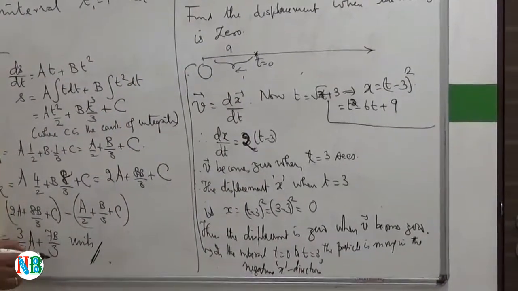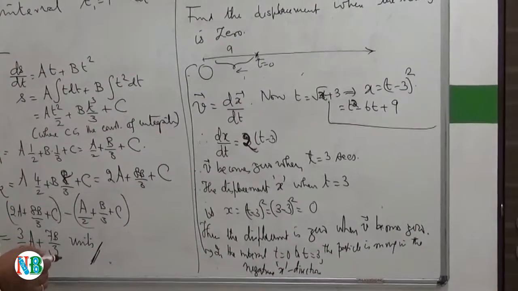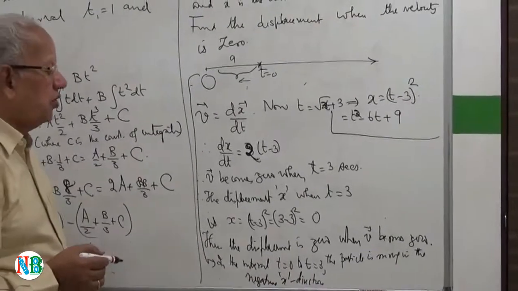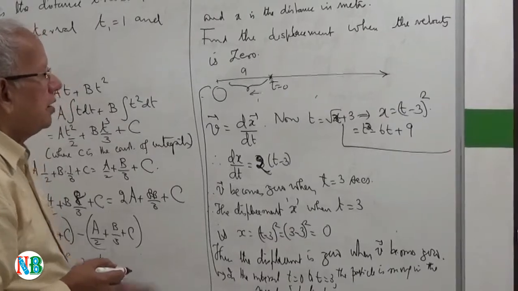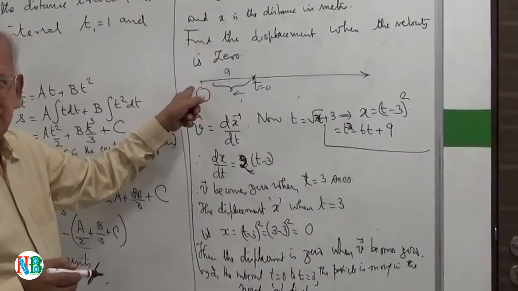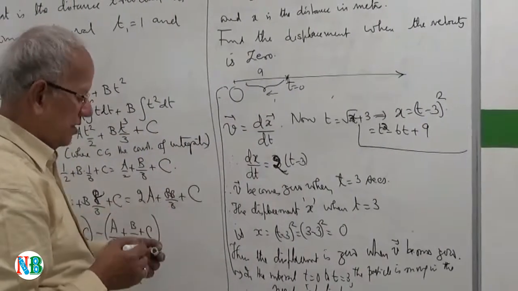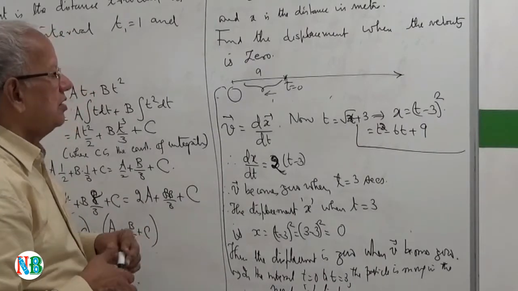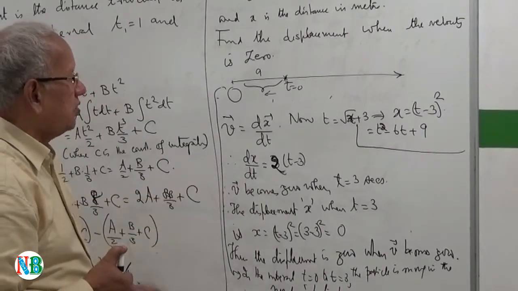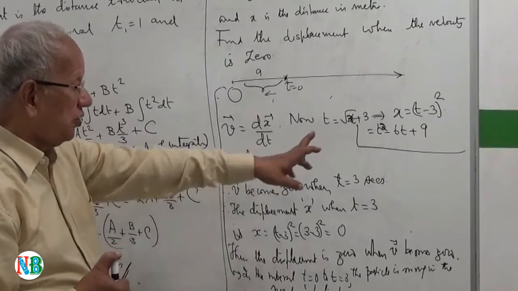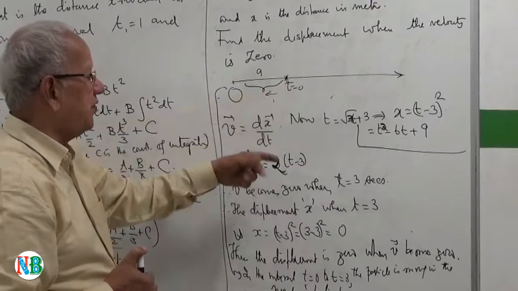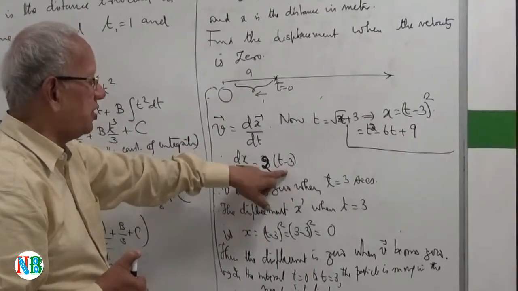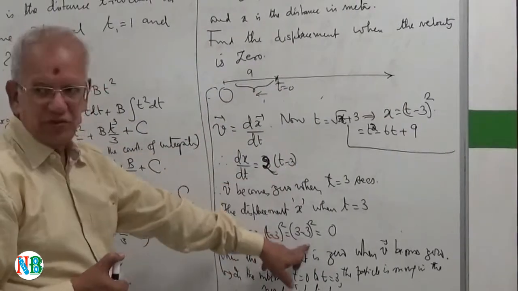So when t equal to 0, it comes to 0, isn't it? That's what is happening. When t equal to 0, the velocity is minus 6 meters per second. When the velocity becomes 0, then when t equal to 3, the displacement becomes 0.